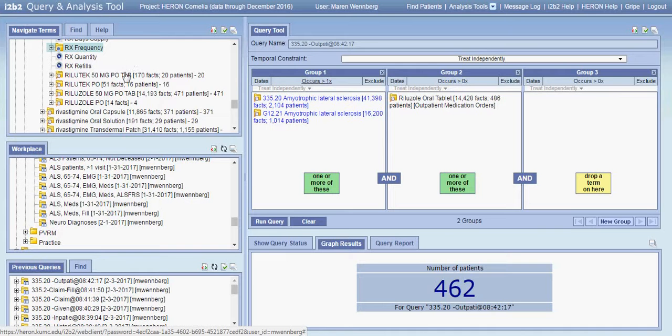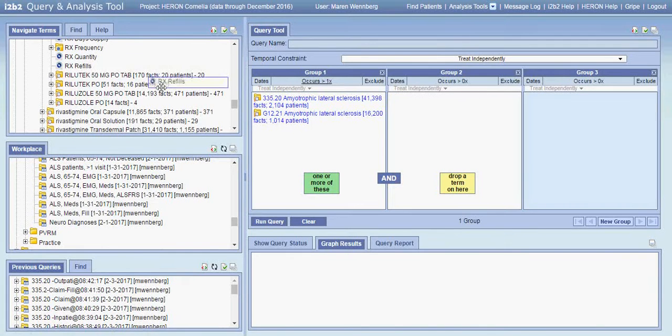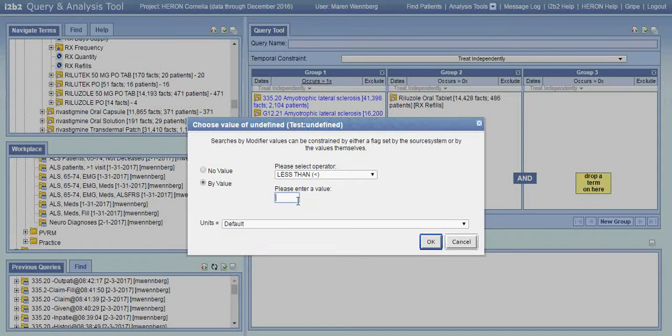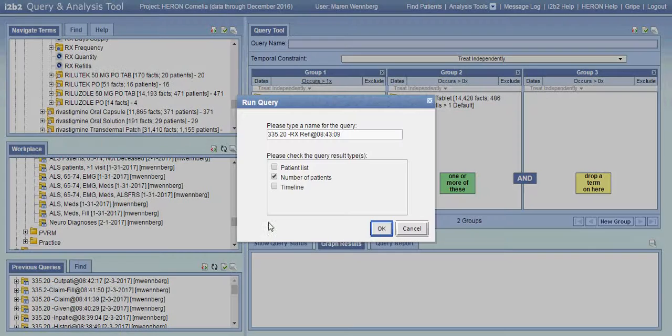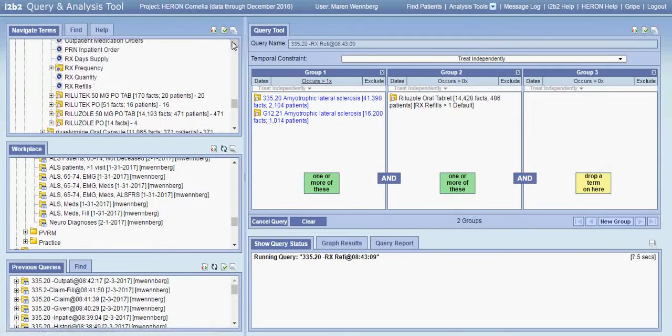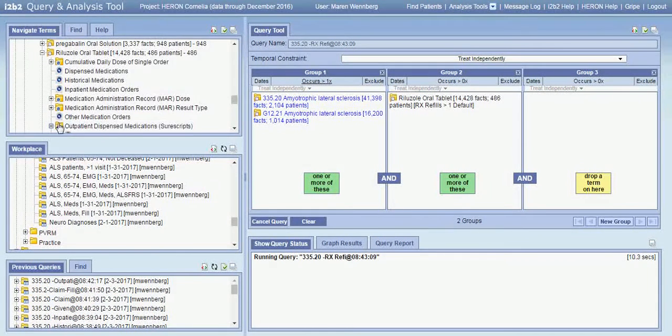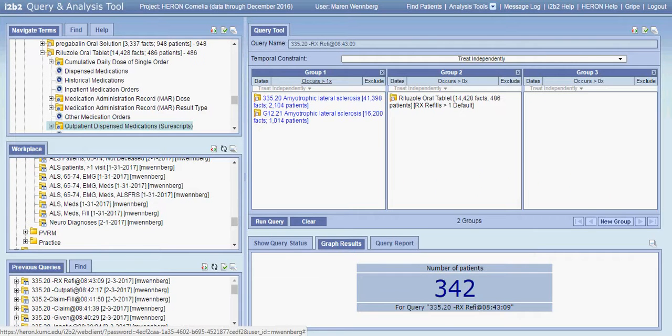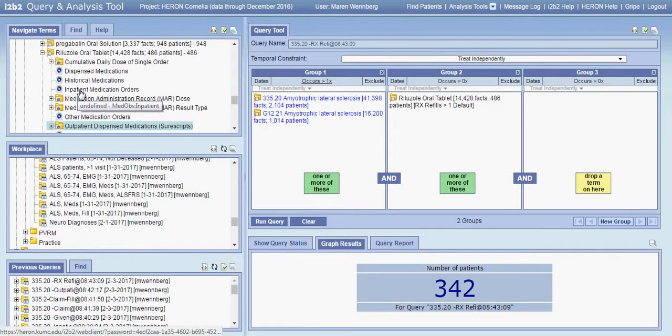So you can really limit your search to different ways. You can limit it to if they've had a prescription quantity, the number of refills. So I could say, patients who were given more than one refill. And that just means that when it was prescribed, the doctor said that they could have more than one refill. That's a brief overview of the kind of modifiers that you can find. So 342 patients were given more than one refill.